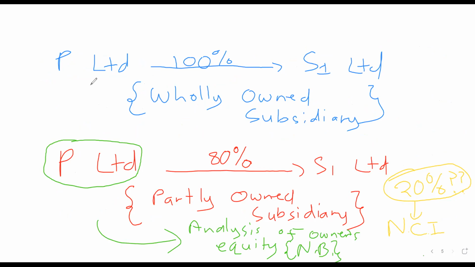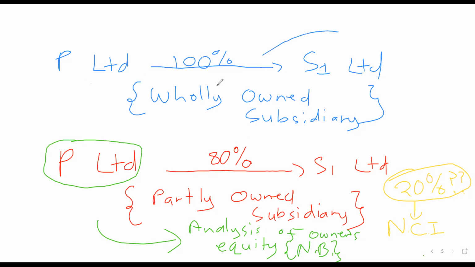So guys, for the purpose of this module, FAC 2602, these are the two important types of business combinations, subsidiary combinations, because in both of them you'll be dealing with subsidiaries. So these are the two types of business combinations you'll be dealing with, where we have a wholly owned subsidiary and the other where we have a partly owned subsidiary. It's very important. And like I said, the analysis of owner's equity would exist in both of these two types of business combinations.